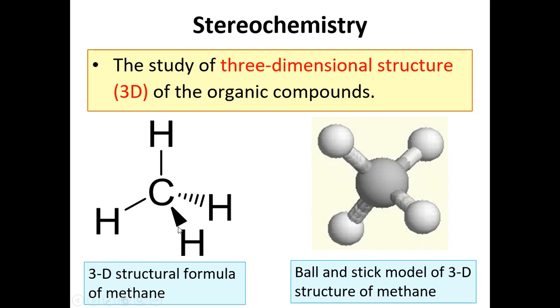So this solid line shows the front of the atom or the structure. However, the dash line means the backward, or the back, of the structure.